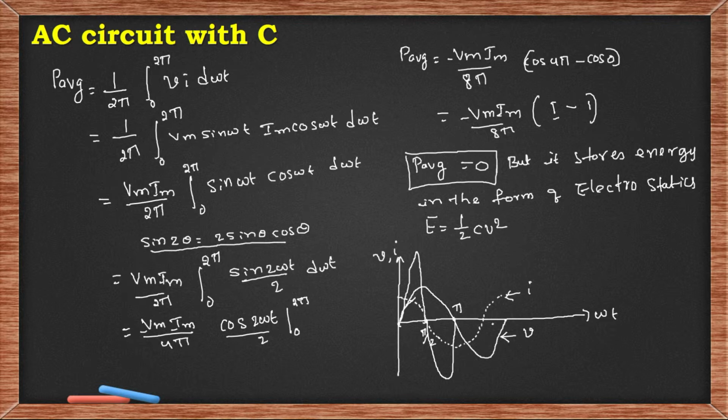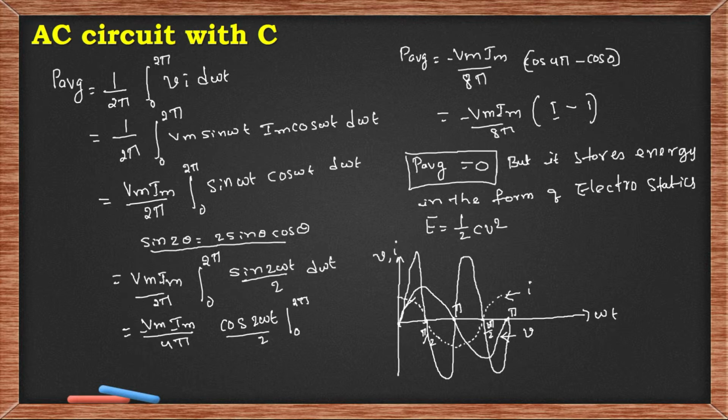Then between pi and 3 pi by 2, voltage is negative and current is also negative, so the power lobe is positive because minus into minus is plus. Between 3 pi by 2 and 2 pi, current is positive, voltage is negative, and the power lobe is negative. So the average power over a full cycle is 0.